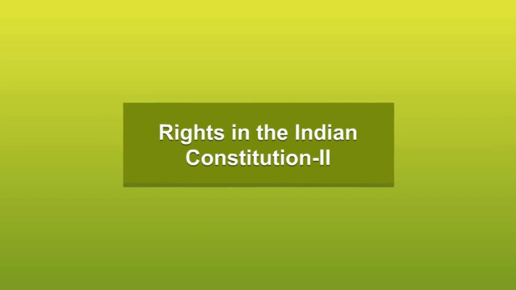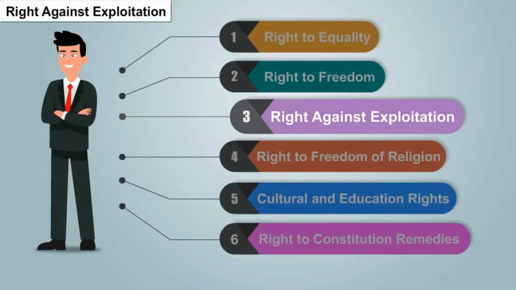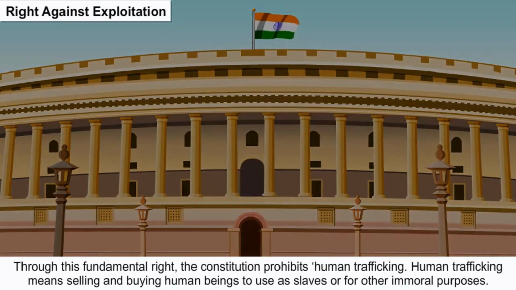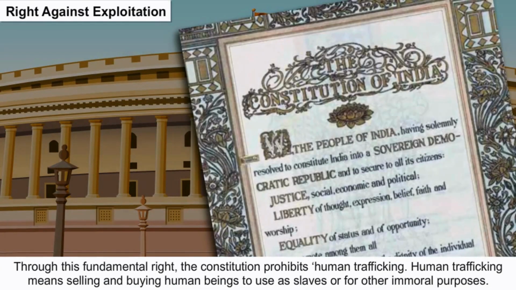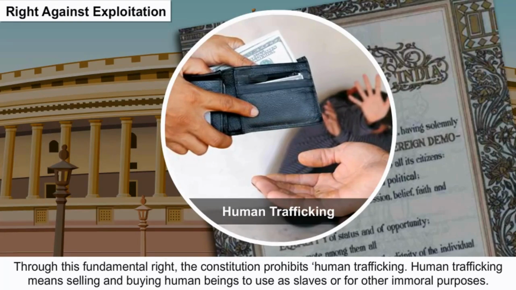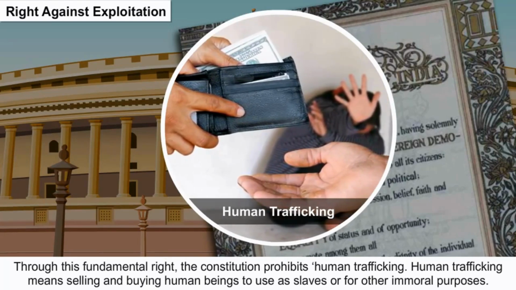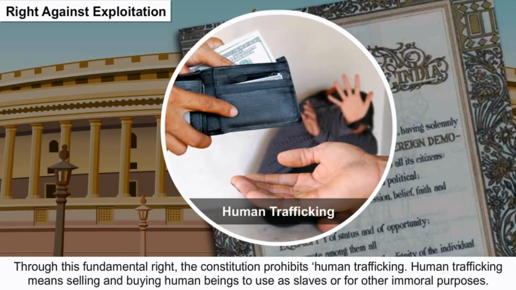Rights in the Indian Constitution 2. Right against exploitation. Through this fundamental right, the Constitution prohibits human trafficking. Human trafficking means selling and buying human beings to use as slaves or for other immoral purposes.